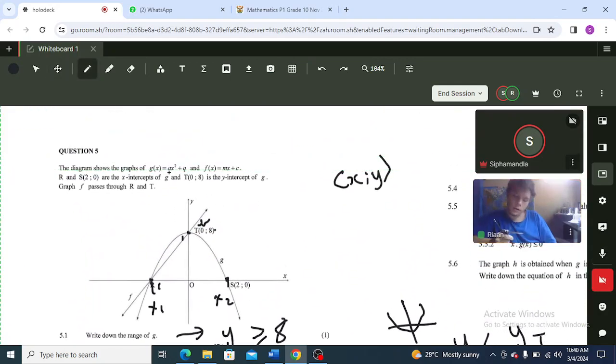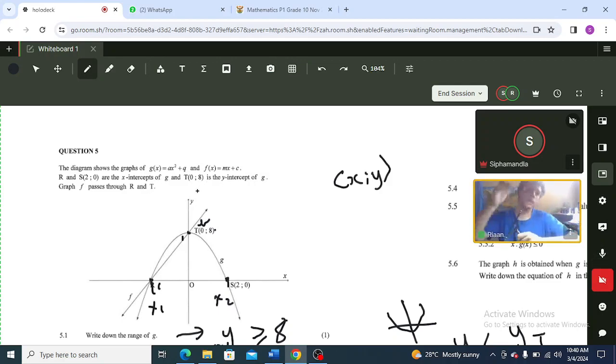If I go to this function, you can see that the value of b here is 0. We have g of x equal to ax squared plus q. In this case they use q instead of c, which is still the same thing. We don't have the coefficient of x, so b is 0. That means the y-intercept is also the turning point of the function, which you can see is true.